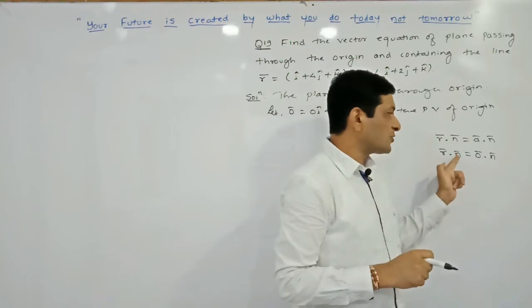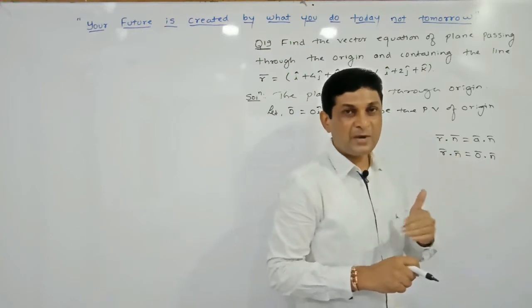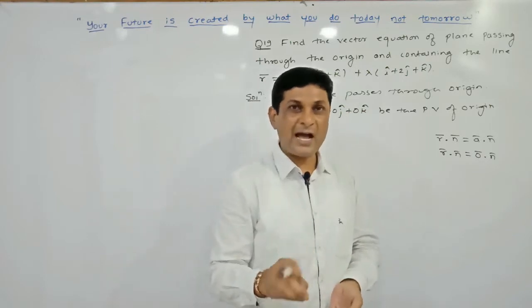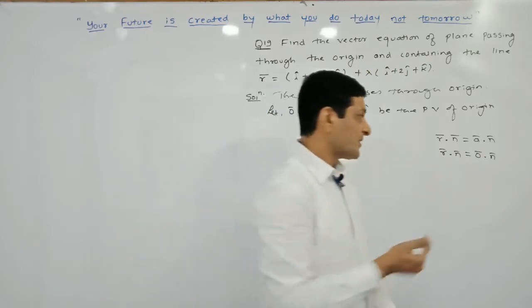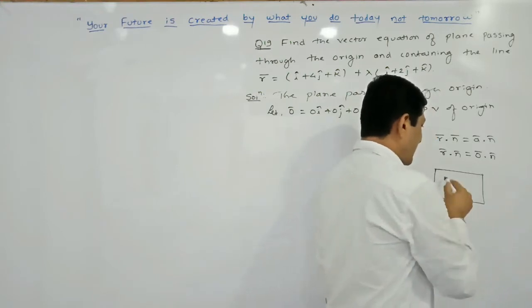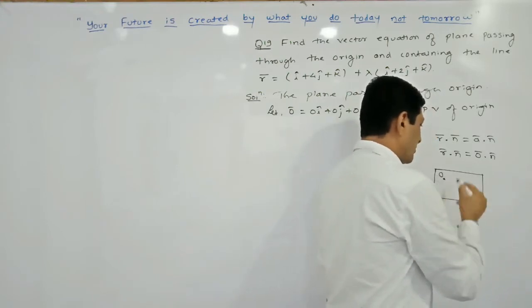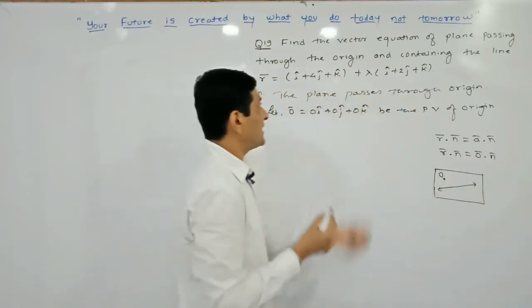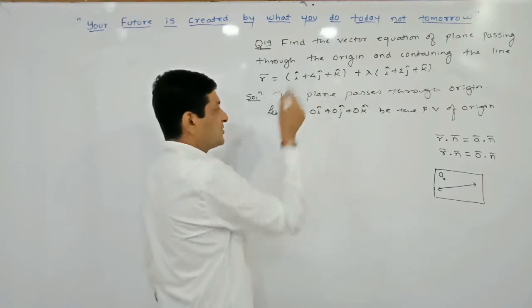Now the remaining part is to find the value of n bar. N bar is nothing but a vector perpendicular to the plane, which means it is a vector along the normal to the plane. So observe the given conditions here. One plane is given to us, isn't it? And this plane passes through the origin O and it contains one line. So the equation of the line is given to us.